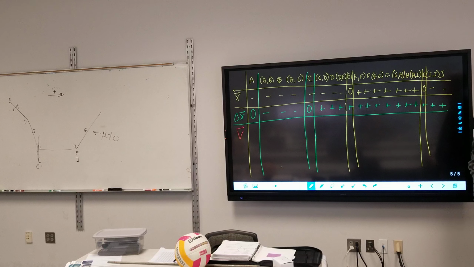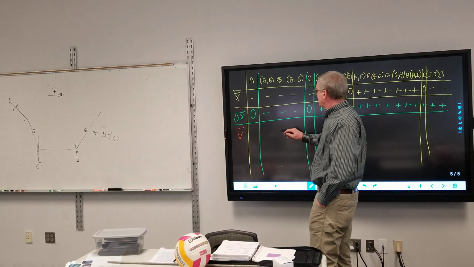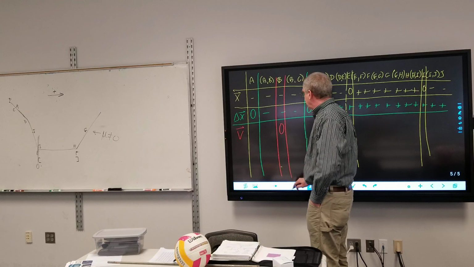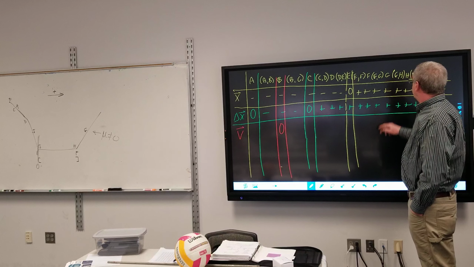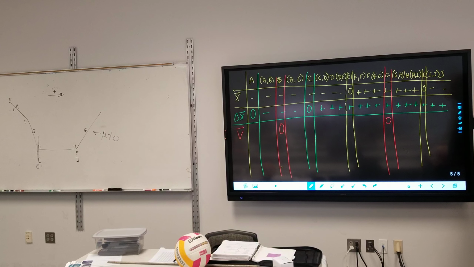Where's the velocity zero? B. Yep. That's the turnaround point, so B and G. And there's one more. Yeah, J, it stops also.